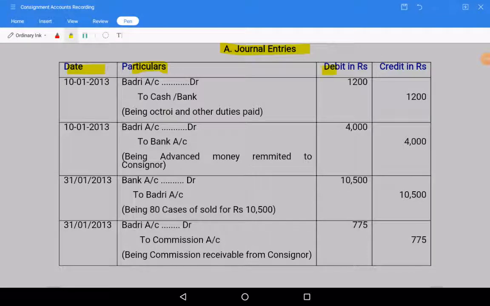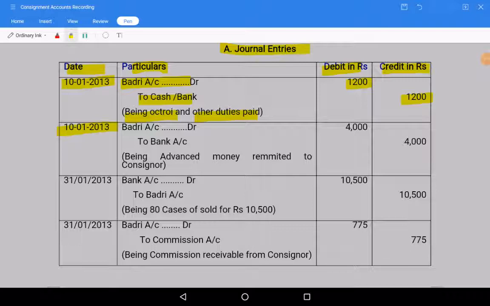Date, particulars, debit, credit. On 10th January, because consignee transactions are starting on 10th January, Badri account debit to cash 1200, being octroi and other duties paid by consignee. Whatever consignee is doing for consignment, he will receive from consignor, so that is why he will write consignor's name. On 10th January he has paid 4000 rupees as advance. So Badri account debit to bank. To whom is he paying? Badri. So debit the receiver.